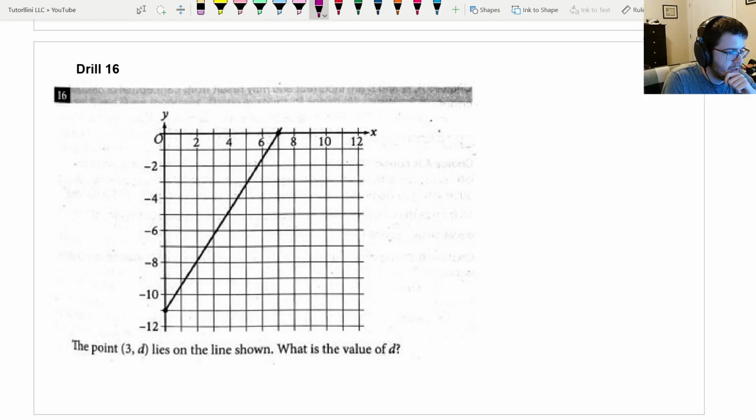Okay, so this one wants us to find (3, d), but if you look at x is 3, you see it doesn't go through a grid marker, so we don't know what the y value is. So that means we need to find the equation of the line. We could actually use what we just did using the regression, but we could do that too. But okay, so they give us 2 points.